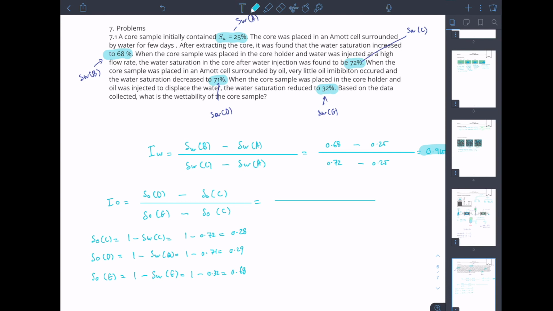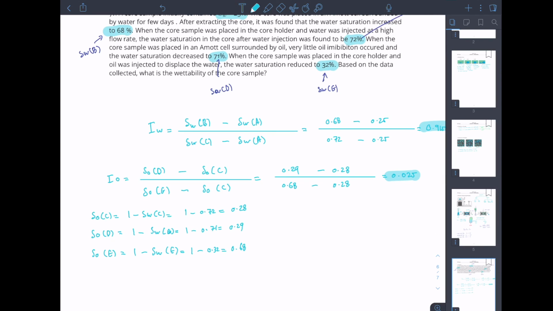Now we can plug in all the numbers, and that will be 0.29 minus 0.28 divided by 0.68 minus 0.28. And the answer here will be 0.025. So now we have both the water index and the oil index. So the final step for us is to find the wettability index, the Amott index. IA equals IW minus IO, and then that will be 0.915 minus 0.025, and the answer will be 0.890.